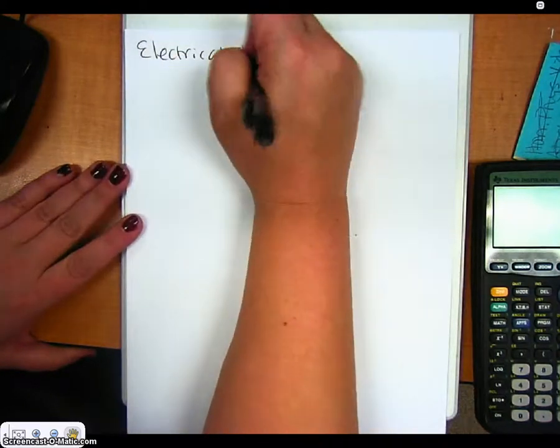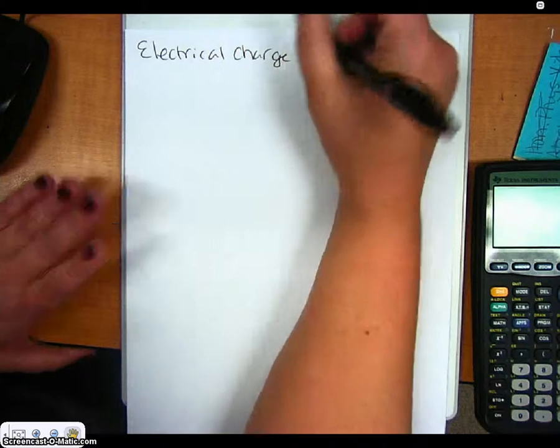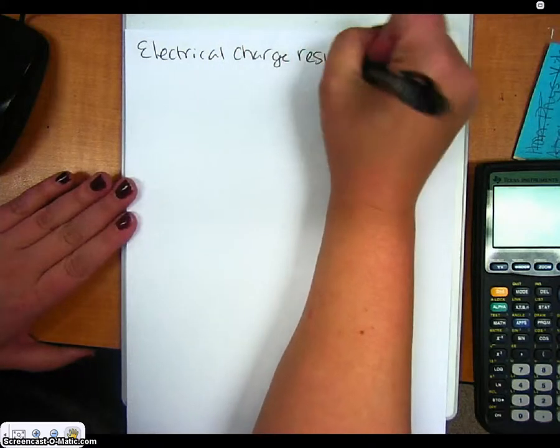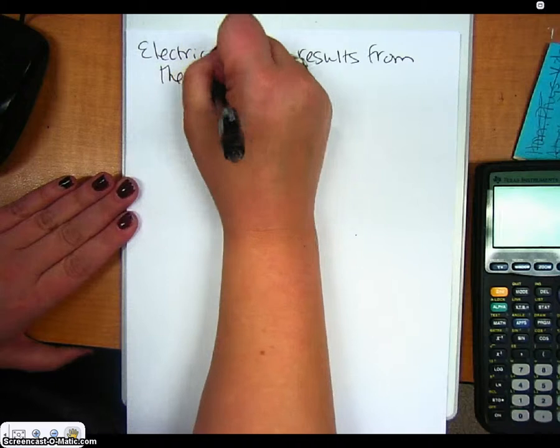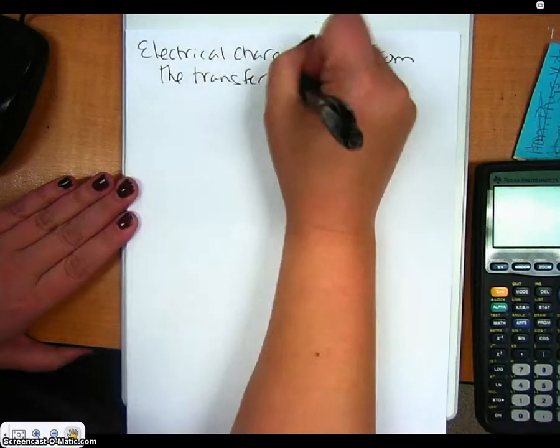Electrical charge actually arises from the transfer of electrons. So electrical charge results from the transfer of electrons.